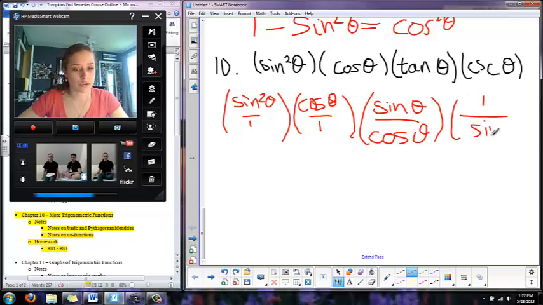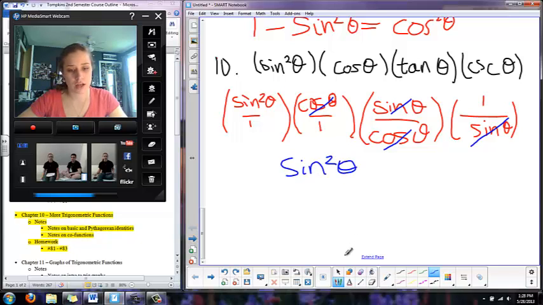So now let's go through and cancel some things out. I can see that sine cancels out with sine, cosine cancels with cosine, so this whole term is really just equal to sine squared theta. Okay? I don't think that these are really that hard. I'm sure that you don't think so either.